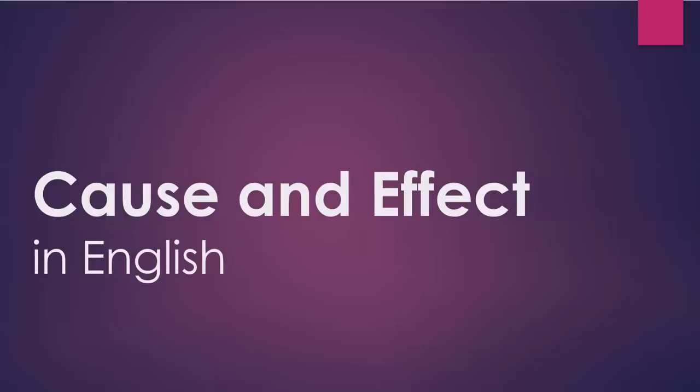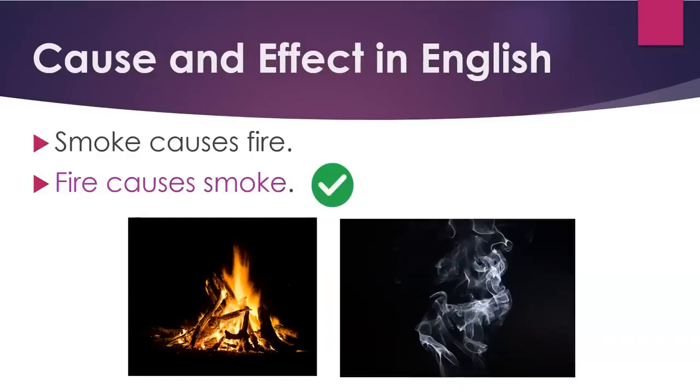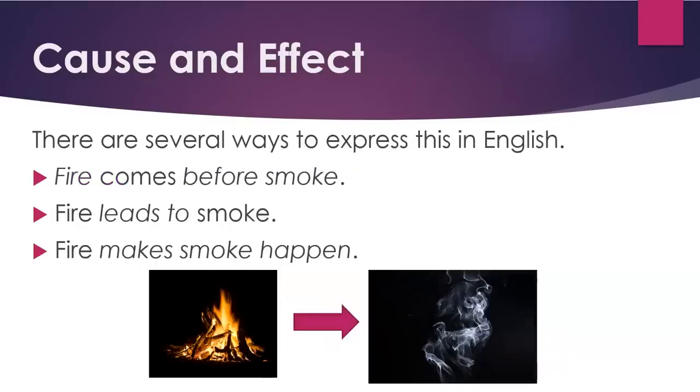Cause and effect in English. Which is true? Smoke causes fire, or fire causes smoke. Fire causes smoke. Cause and effect. There are several ways to express this in English. Fire comes before smoke. Fire leads to smoke. Fire makes smoke happen.